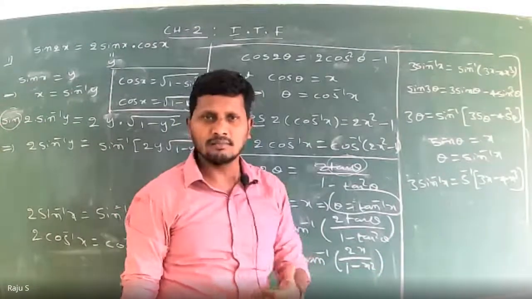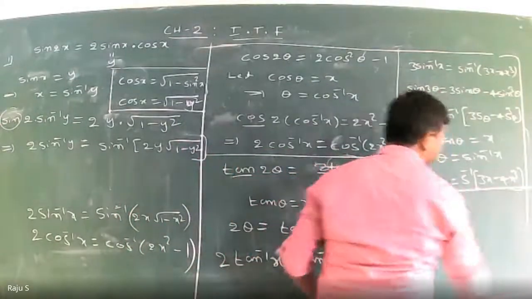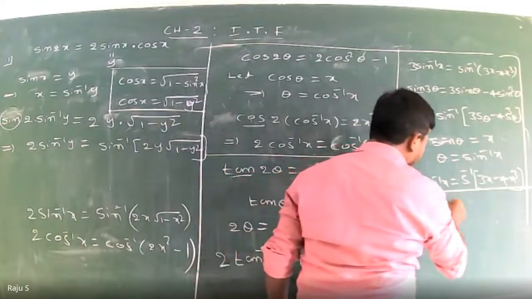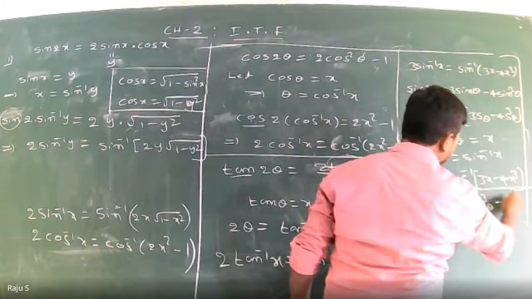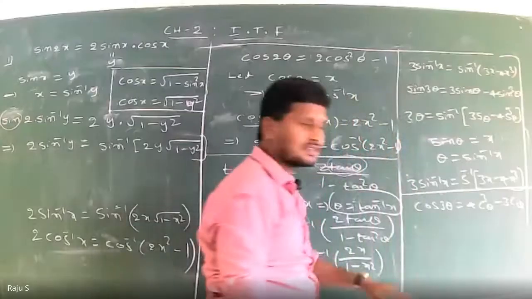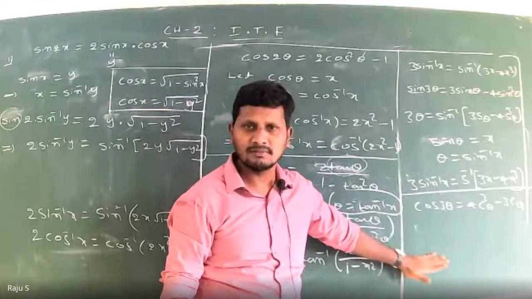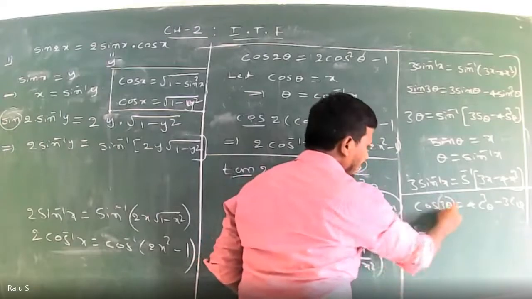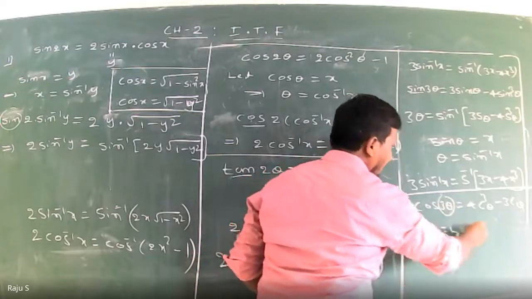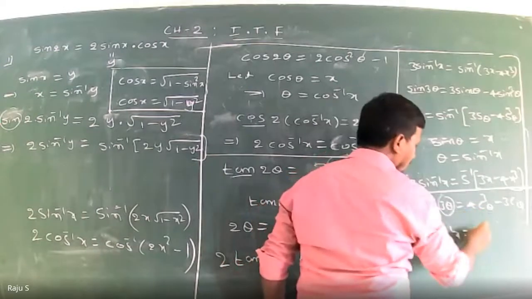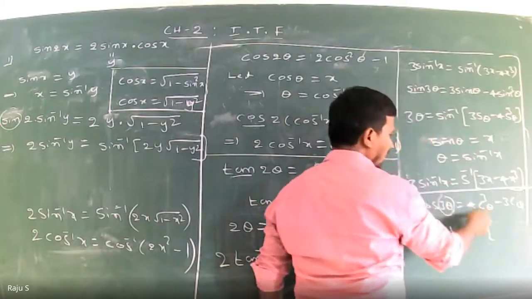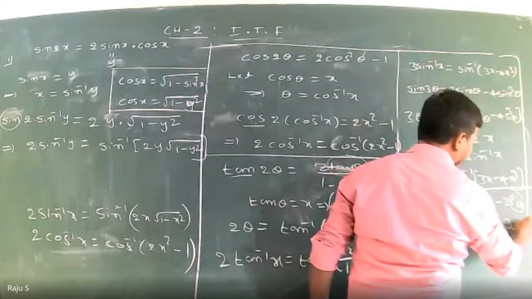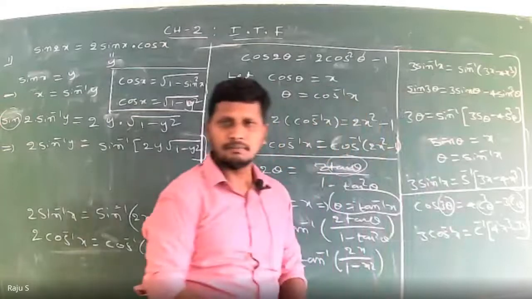Can anyone tell the formula for cos 3 theta? Since we know that cos 3 theta is equal to 4 cos cube theta minus 3 cos theta, what is the inverse trigonometric function formula here? Anyone? 3 theta, 3 will be there, theta will be there. 3 cos inverse x is equal to cos inverse of, simply replace cos theta by x, 4x cube minus 3x. It's simple.